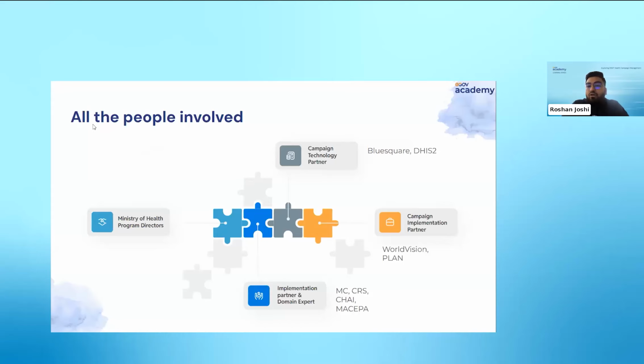Then we have the technology partners who help implement a digital tool in a country for supporting health campaigns. Then we have campaign implementation partners who help with the logistics, the personnel, and the commodities that are required within the country to achieve the coverage. And in addition to that, we also have domain experts and other implementation partners who help drive the campaign successfully without any issues, and support throughout the campaign whenever and wherever needed.